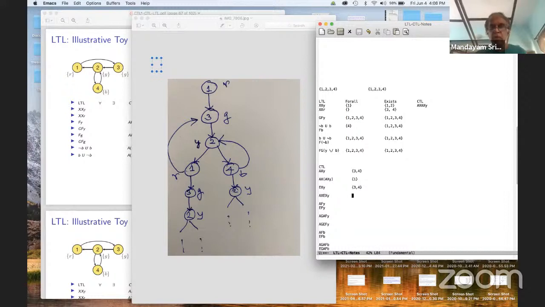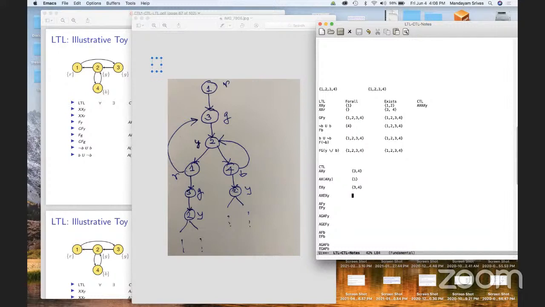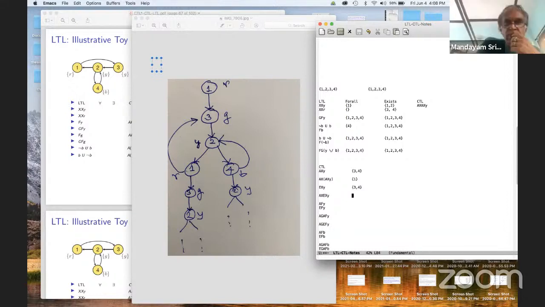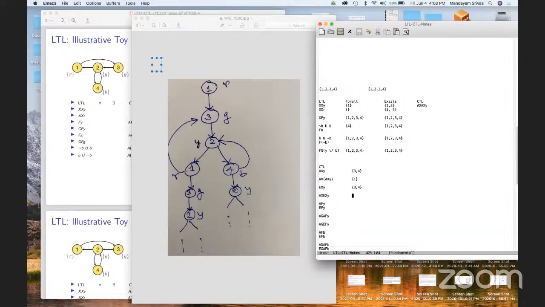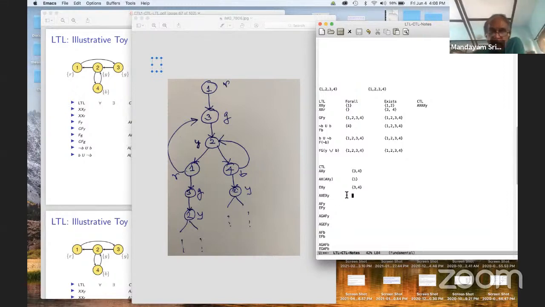Now AX of that. It should be 1, because 1 is the only state that has a path to 3, and there's no state that can reach 4 in one path. 2 can reach 4, but 2 doesn't reach 4 every single time in one path. So you can see there is a pattern.